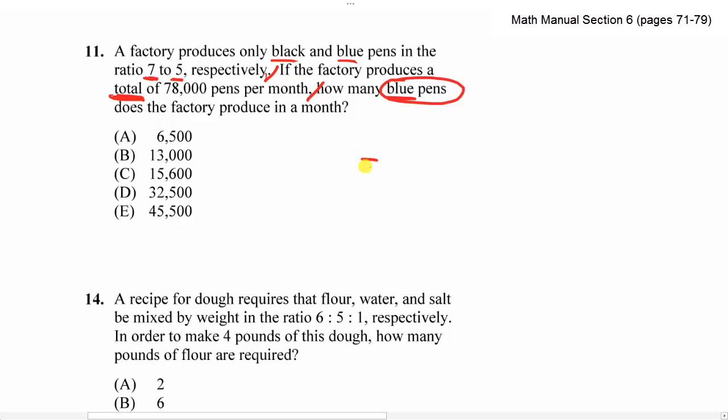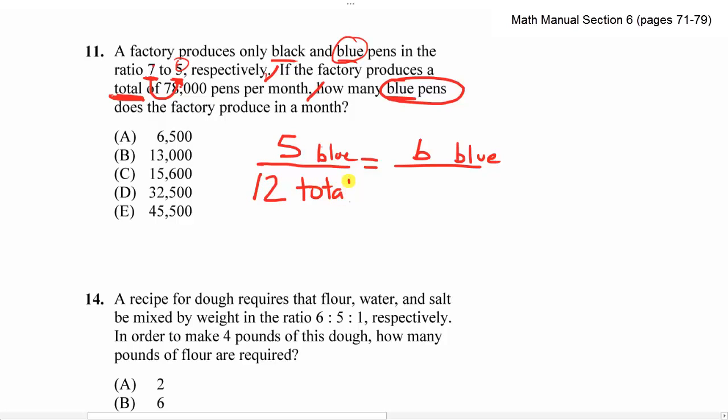I'm going to set up a proportion. I'm going to know that obviously I need blue pens in one spot. So I will do the ratio number of blue pens. So blue pens is 5. So I'll put that there. And then they want me to find the number of blue pens, so I'll put that there. But how am I going to make the connection between these ratio numbers and this total? The way I'm going to make that connection is once again by adding the 7 and the 5. And in my ratio numbers, that means I have 12 total pens.